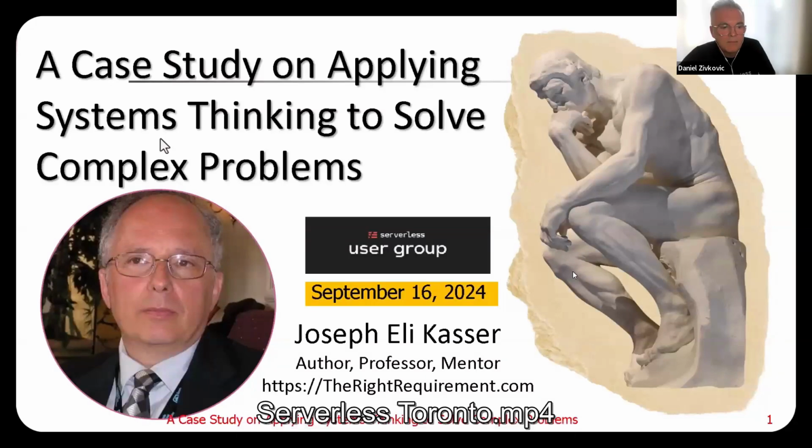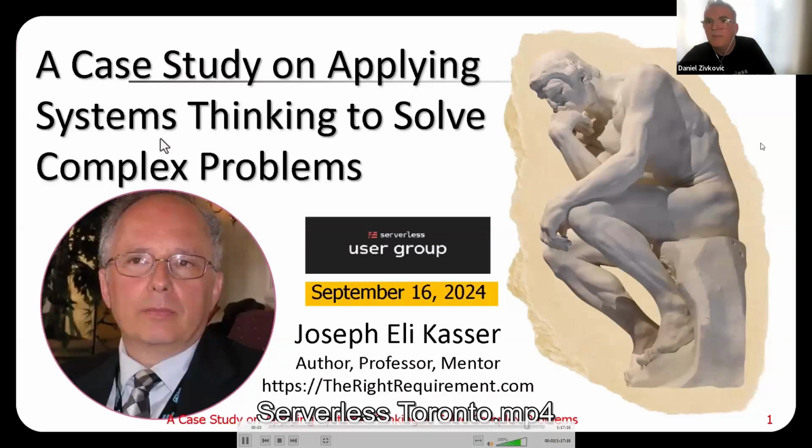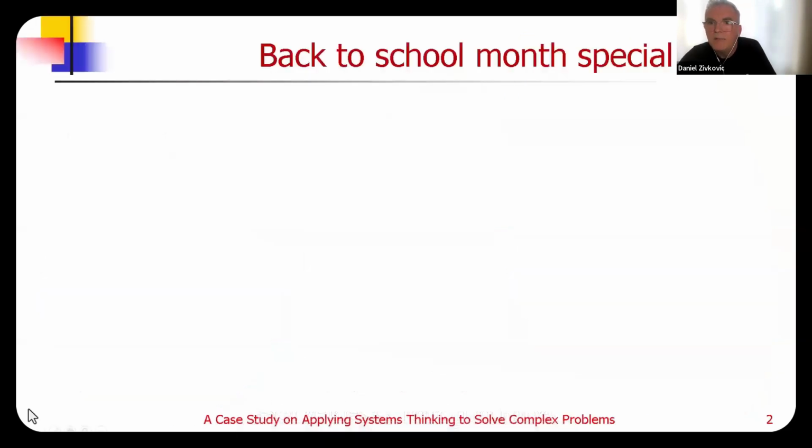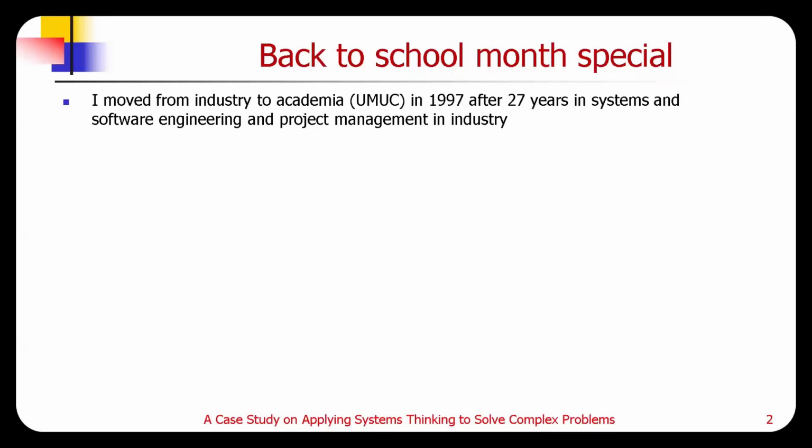Thank you for taking the time to watch this presentation. I'm Joseph Kasser. This presentation is a Back to School Month special. September is back to school. What I want to talk about is what happened after I moved from industry to academia and joined University of Maryland University College in 1997, after 20 years in systems and software engineering and project management in industry.